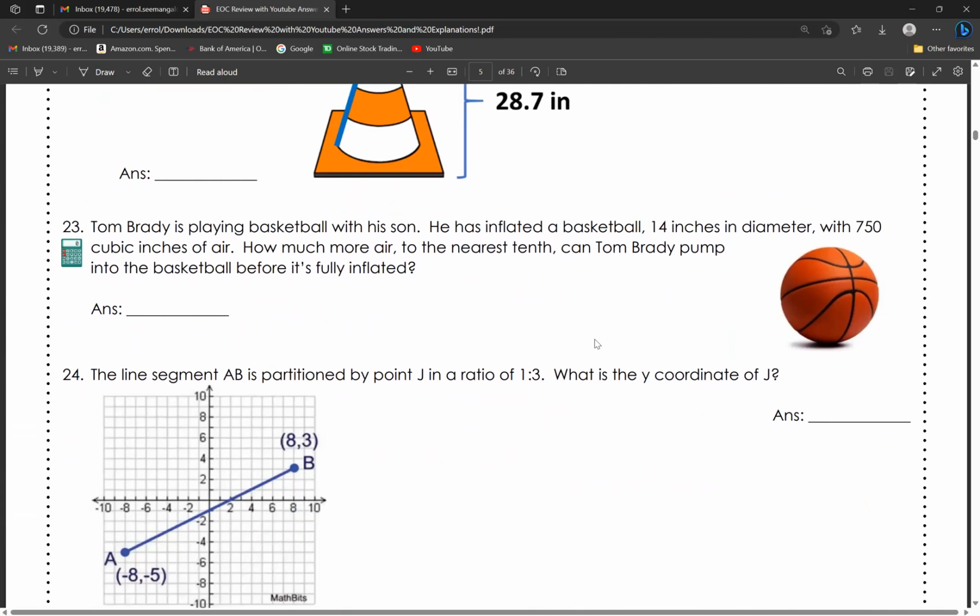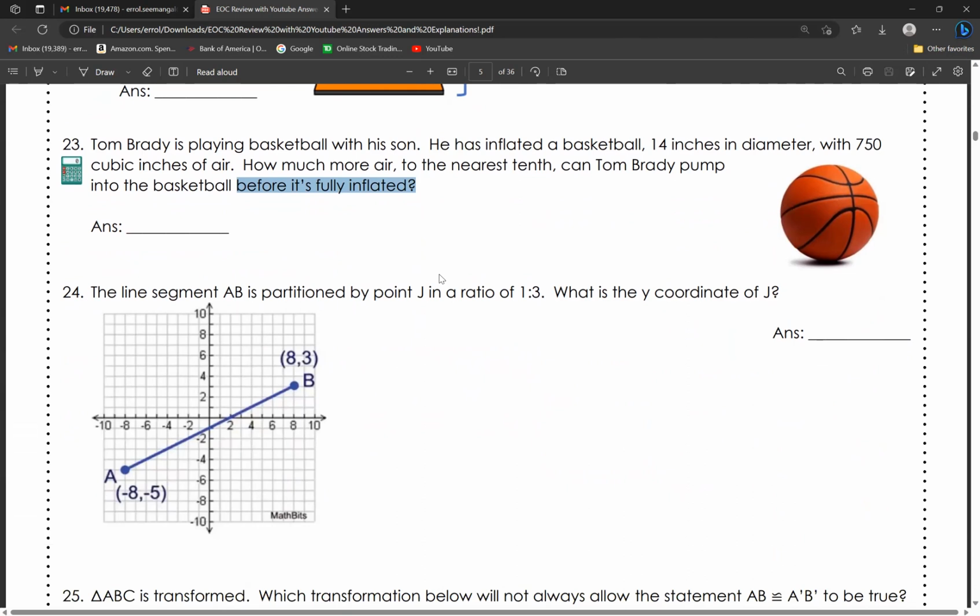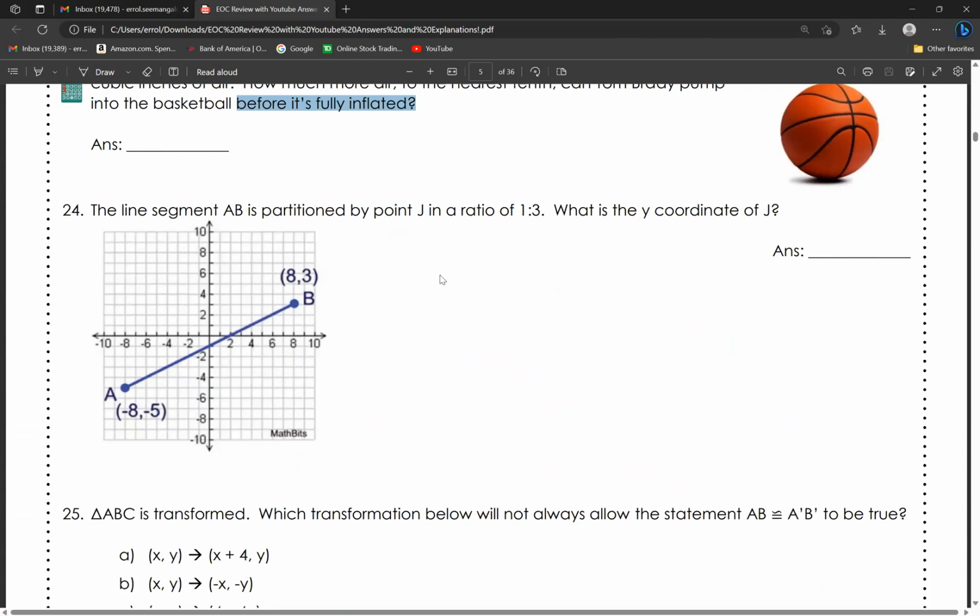Question 23: how much more air, to the nearest tenth, can Tom Brady pump into the basketball before it's fully inflated? That one, just use your volume formula of a sphere. Line segment AB is partitioned by the point J in a ratio of 1 to 3. What is the y coordinate of J?